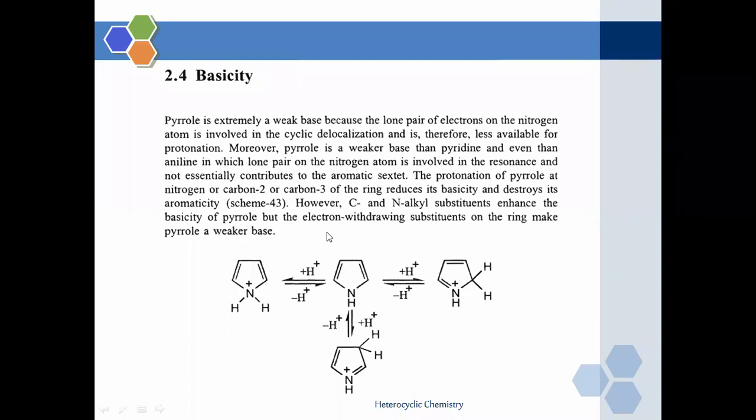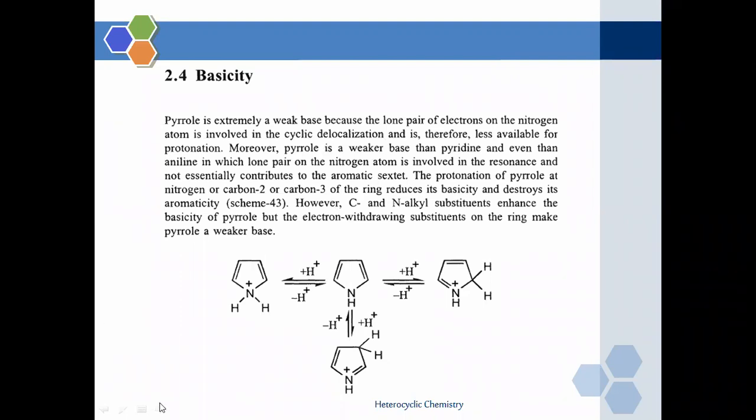So what's the reason behind that? Why is pyrrole weakly basic in nature? They are basic, but they are weak bases. The reason is that the lone pair of electrons on the nitrogen atom is involved in offering aromatic character and stability to the ring. That's why these electrons are not available for the protonation reaction, and this is the reason that pyrrole is weakly basic in nature.